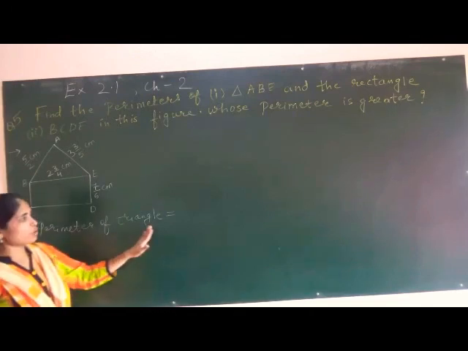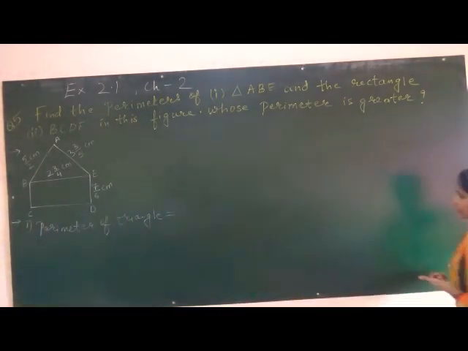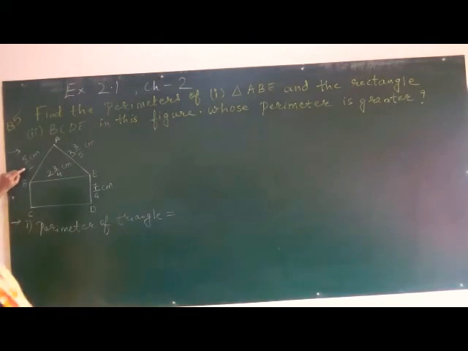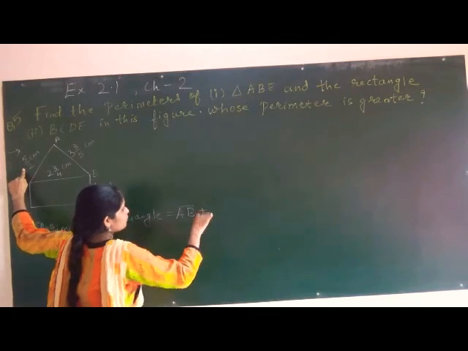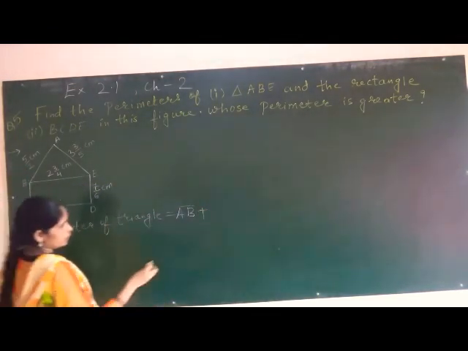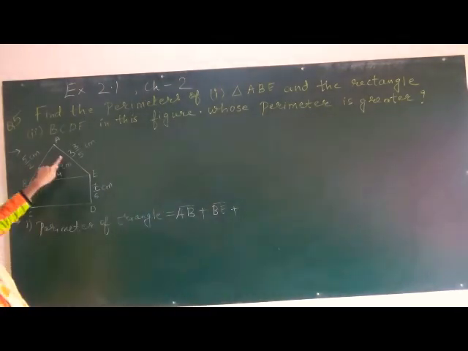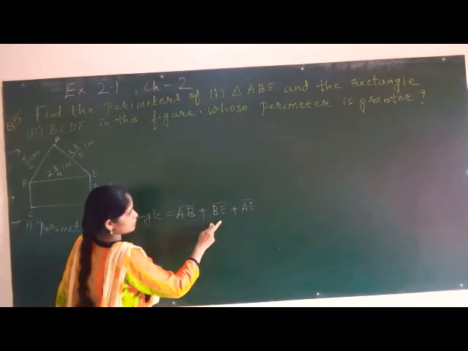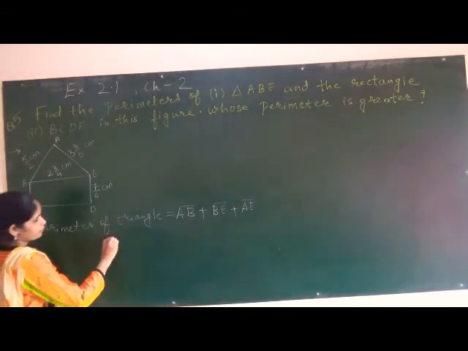So what is the perimeter of a triangle formula? We will have to add the sides. 3 sides we need to add because it is a simple triangle. So first side is AB, plus second side is BE, plus third side is AE. So we need to add AB plus BE plus AE because we are finding perimeter. So we will put the values.